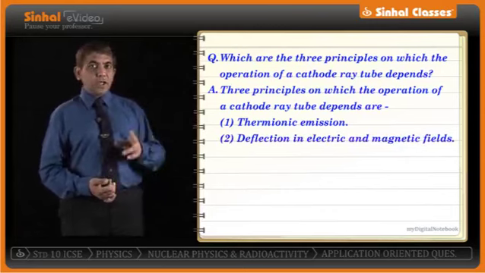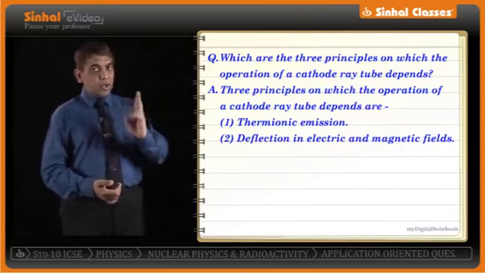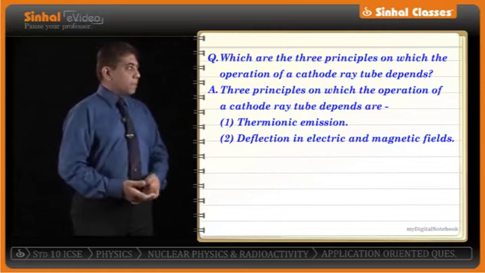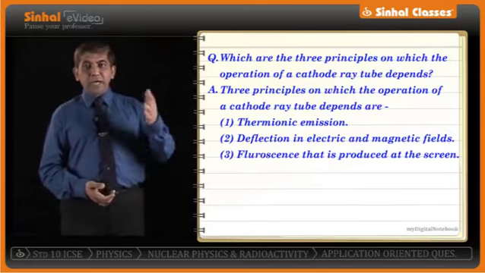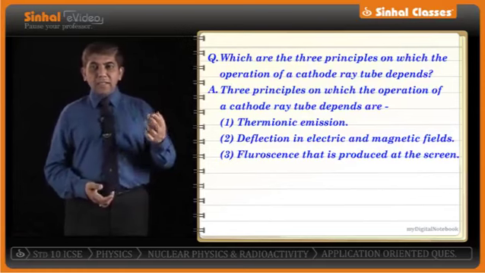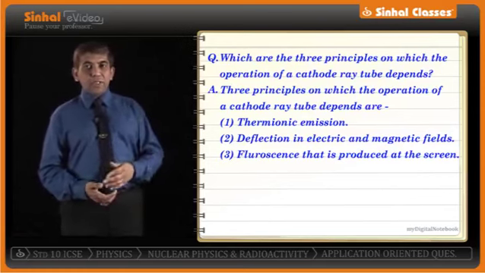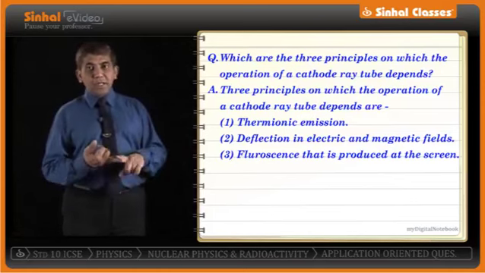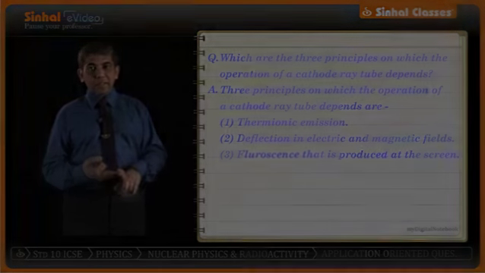This deflection is caused because of varying electric and magnetic fields that are set up across the vertical plates and the horizontal plates. Third one is fluorescence that is produced by the screen. We have a fluorescent material and the thermions strike it. As a result, we see that fluorescence is produced. So, three principles on which cathode ray tube operates are thermionic emission, deflection in electric and magnetic field, and fluorescence.